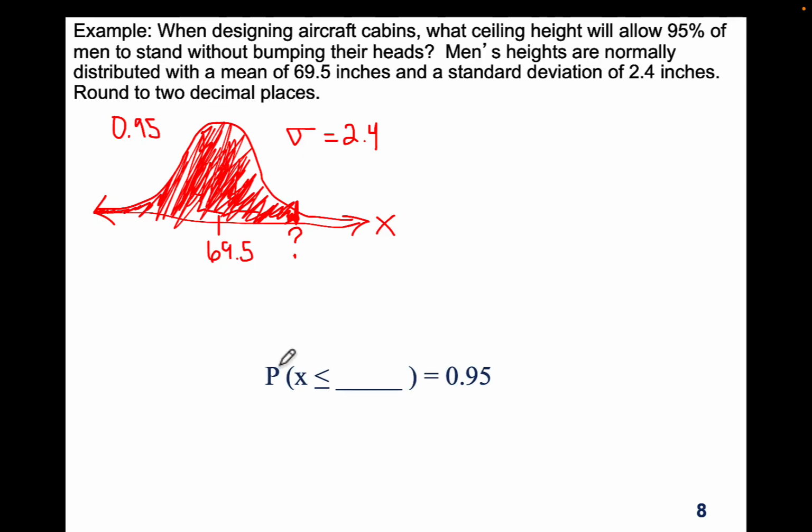We're going to set it up as probability that X is less than or equal to. We're going to leave this part blank. We're going to input what we do know, which is 95% or 0.95. And this number right here will be the height or the value on the x-axis that we're looking for. Okay, let's try it.